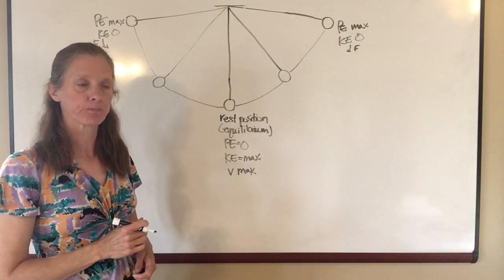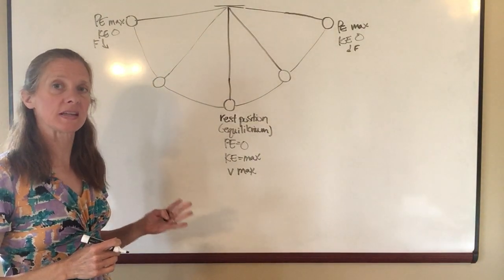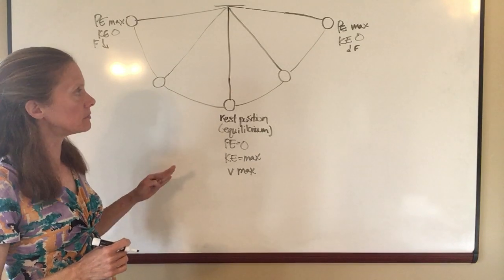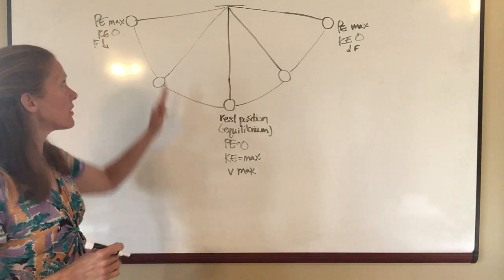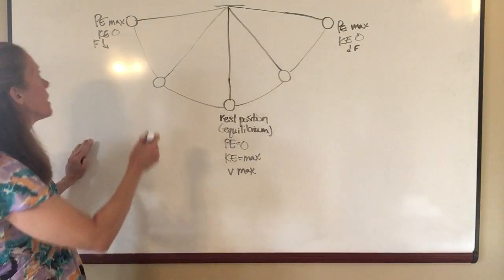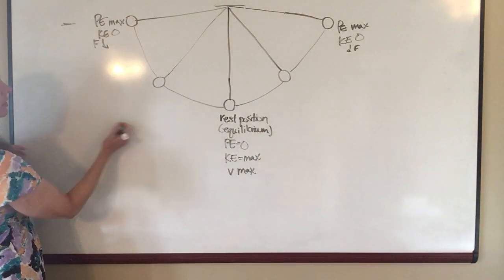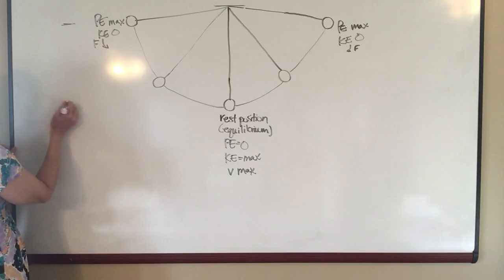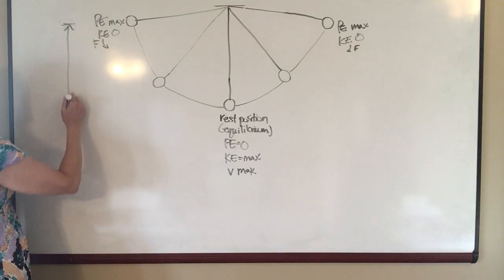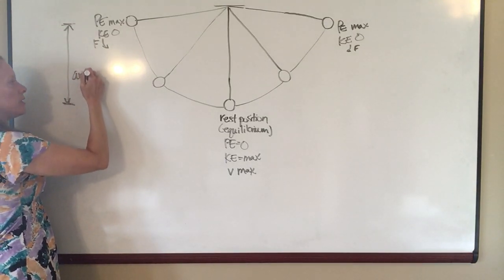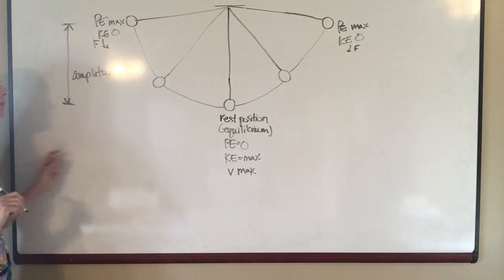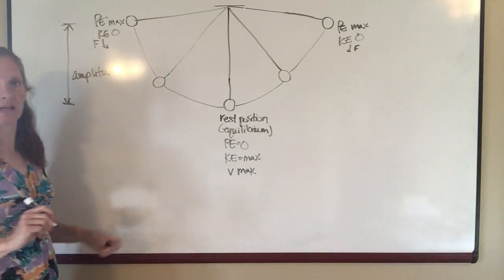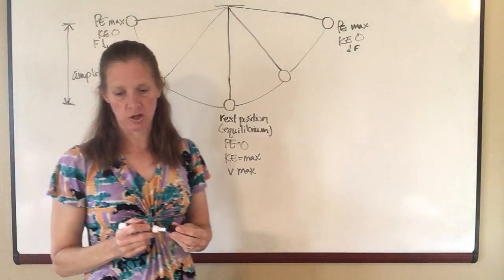The amplitude, once again, is the maximum amount of distance, the maximum amount of displacement that the pendulum bob gets displaced. So from here down to the rest position right here, this distance is going to be the amplitude, because that is the maximum amount of displacement that it can have from the rest position.